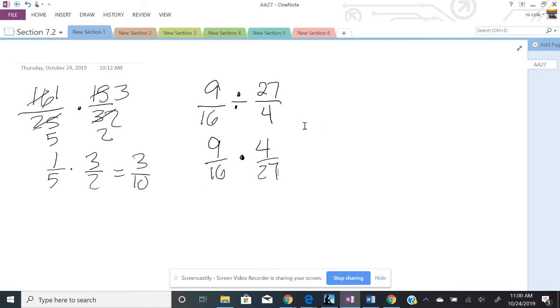Okay? Then again, you're going to check the crosses, see if they have anything in common. 4 and 16 have 4 in common, so 4 goes into 4 one time, and 4 goes into 16 four times. 9 and 27 both have 9 in common, so that's a 1, and 9 goes into 27 three times. So effectively I have 1 over 4 times 1 over 3. Straight across multiplication, 1 times 1 is 1, 4 times 3 is 12. Okay, so remember these rules when we're going through.